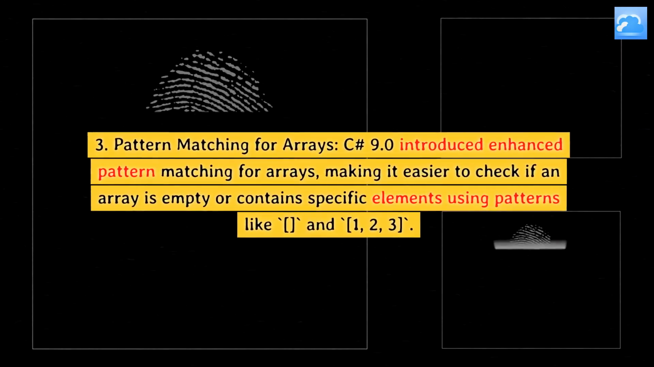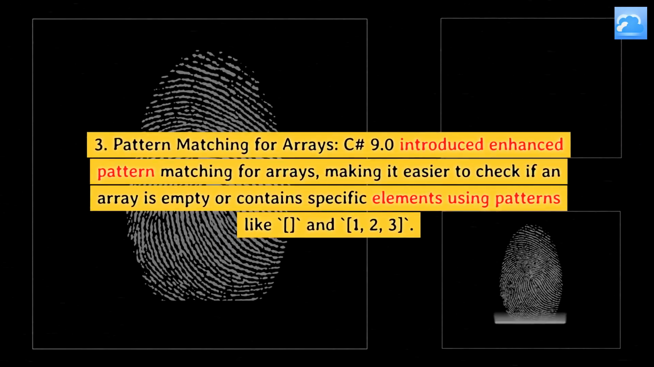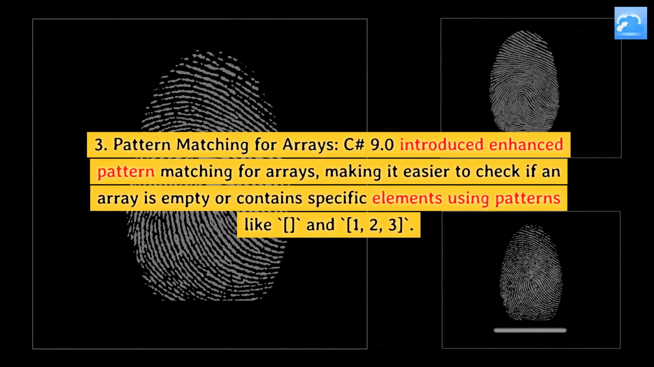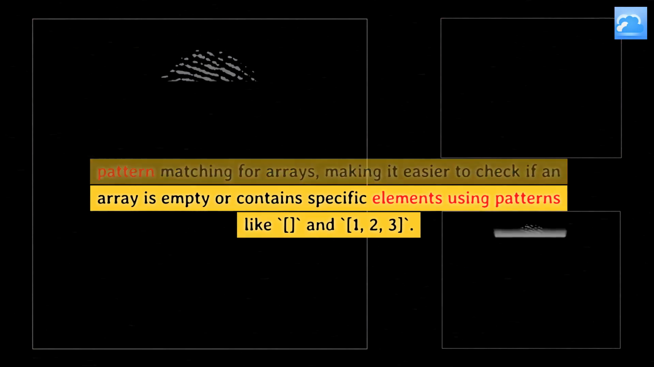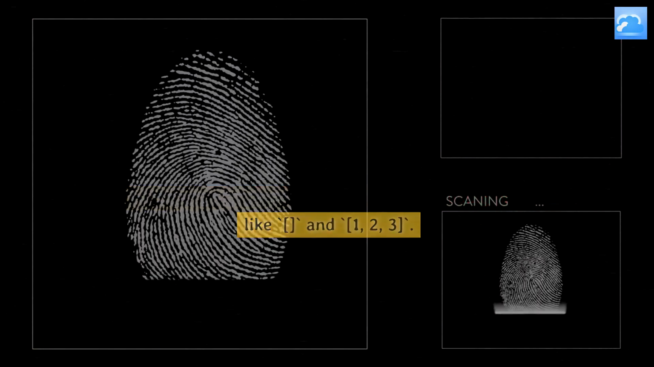3. Pattern matching for arrays. C# 9.0 introduced enhanced pattern matching for arrays, making it easier to check if an array is empty or contains specific elements using patterns like comma and 1, 2, 3.